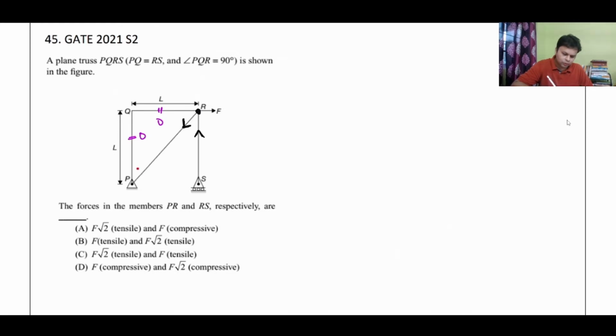So a shortcut trick: if member PR is pulling the joint, the member itself is under tension. If member RS is pushing the joint, the member itself is under compression. You can remember this. Now, I can actually rearrange the forces a little bit for my benefit, because I have to calculate both the forces. I have represented F RS this way, and let this force be like this, FPR.